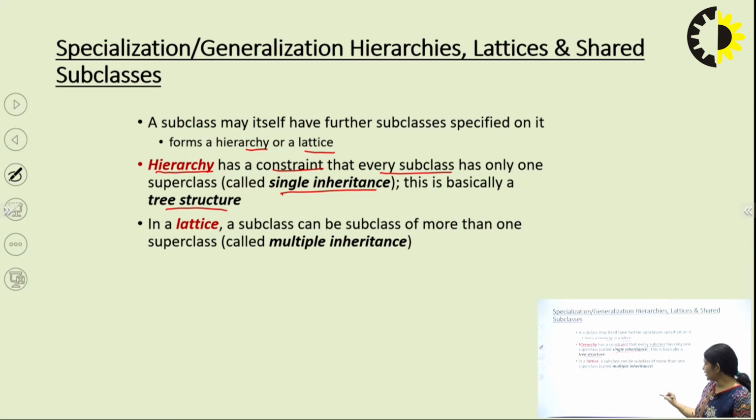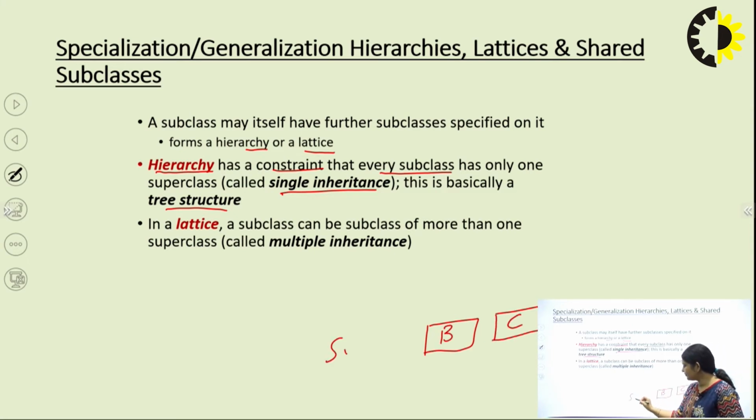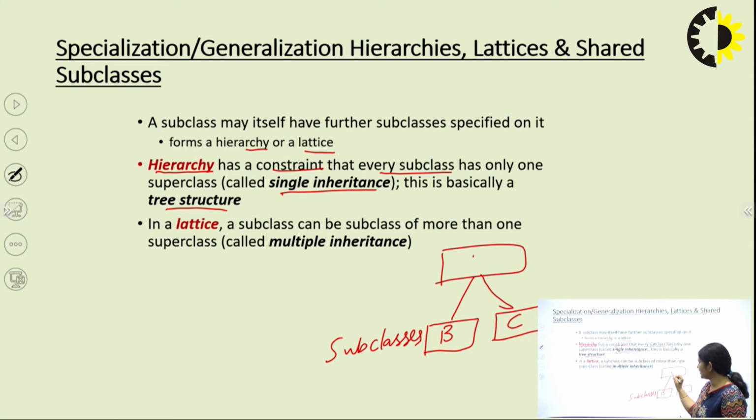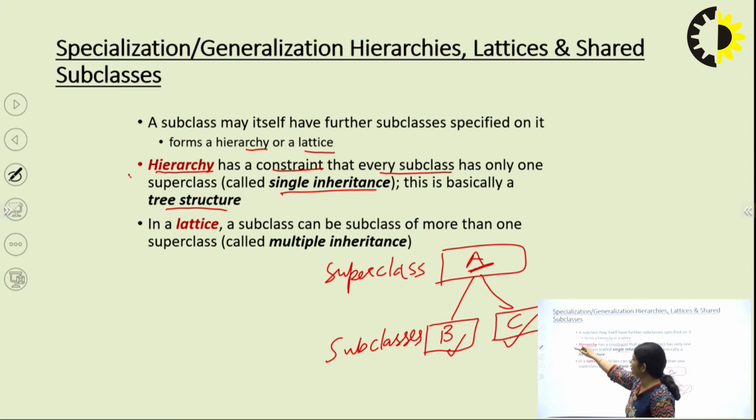That is, if we have this concept, B and C are the subclasses, and they belong to a single superclass A, so this is single inheritance. That is, B and C inherit the properties, that is attributes, and the relationships from a single class, that is A. So single inheritance. Single inheritance is said to be the hierarchy.